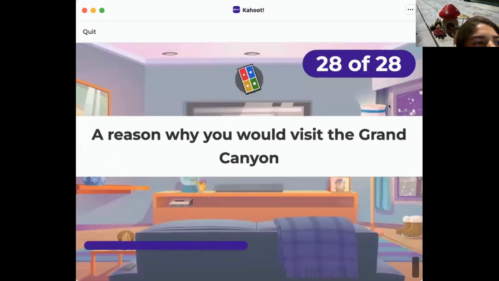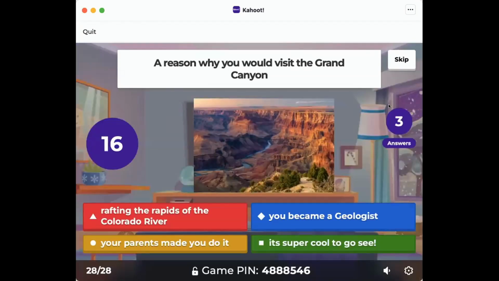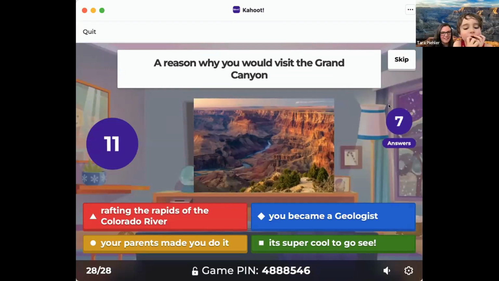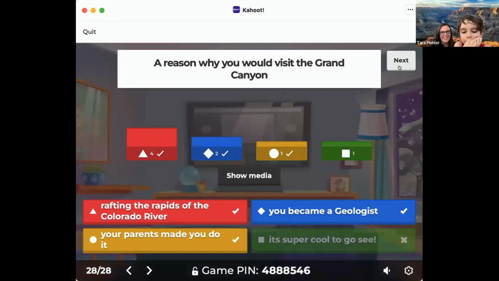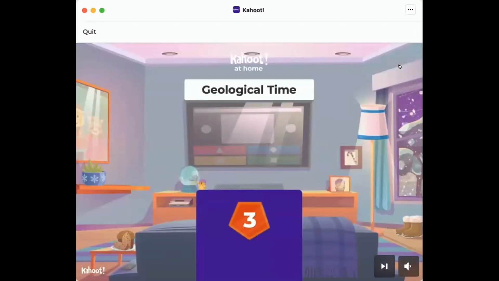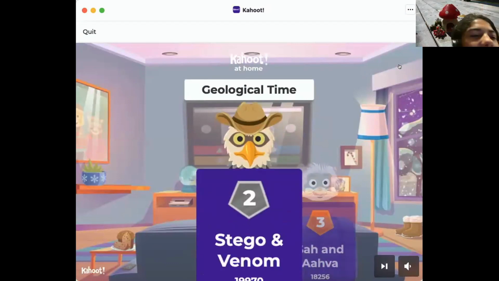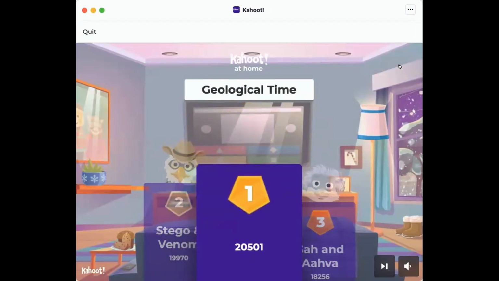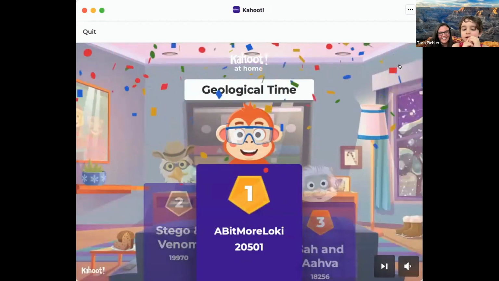Imagine rafting in the rapids of the Congo. Gabby Cole. Pretty sure these are all right. Your parents made you do it. It's probably not right. I would not click on that. Bro, it's right. Everything besides it's super cool to go see. That doesn't make any sense. What if you think it's cool to go see and that's why you want to go there? I'll go. It's Amari.